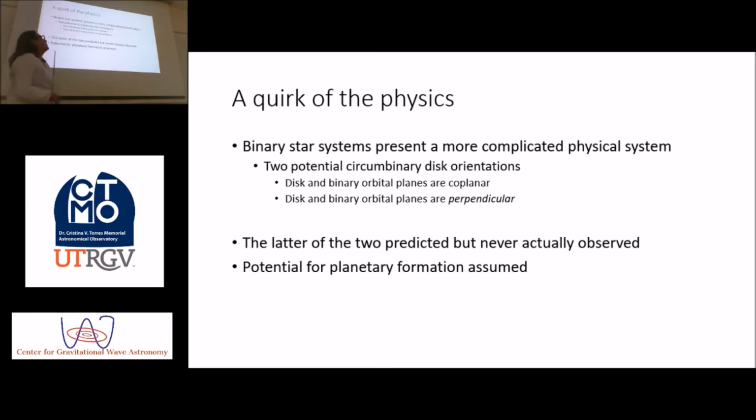Okay, and so these are the two stable theorized orientations of the circumbinary disk. The first has been observed, and the second has been theorized but never actually observed until now. And so we assume that if that second orientation did exist, then planetary formation would be possible.